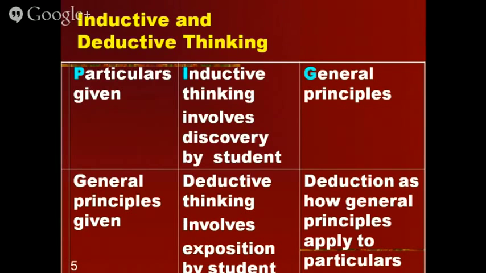So when the particulars are given, that is inductive thinking, and this involves discovery by the student. The situation is given, you don't teach the principles, but the student analyzes the situation and arrives at the principles. The other way, that is deductive thinking, general principles are given, and they are coming in the reconstruction of the case itself. And students see what type of principle is applied to that situation. To remember, particular is given, inductive thinking, and come to the general principles, PIG is said, so that we can remember this thing.